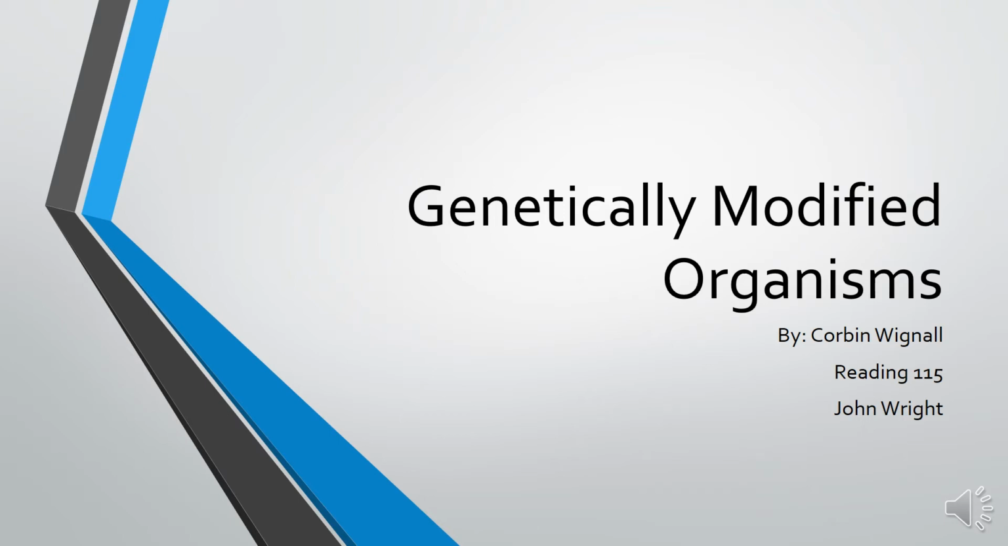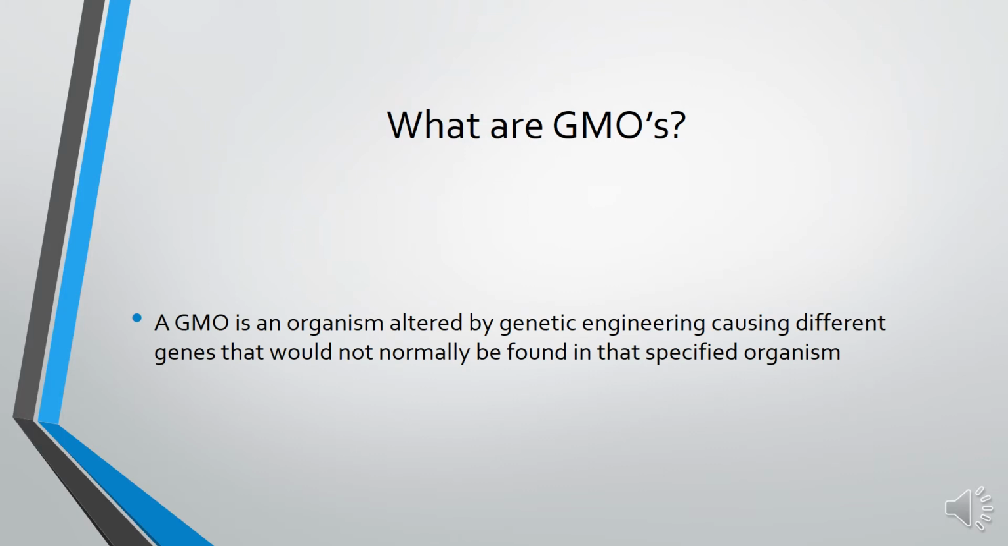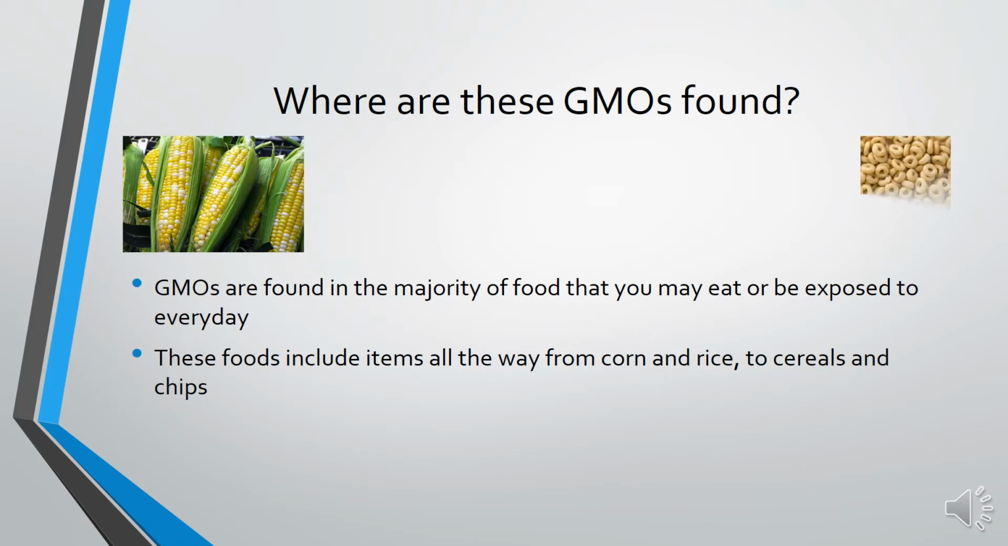Genetically modified organisms. What are GMOs? A GMO is an organism altered by genetic engineering, causing different genes that would not normally be found in that specified organism to be present. Where are these GMOs found? GMOs are found in the majority of food that you may eat or be exposed to every day. These foods include items all the way from corn and rice to cereals and chips.